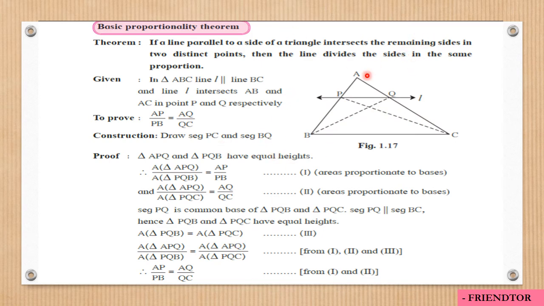So the first part of the proof is we take triangle APQ and triangle PQB and we arrive at the conclusion that they have equal heights because of one common vertex and their bases are collinear. So equal heights means the ratio of their areas is the ratio of their bases, that is AP upon PB. In the next point we consider triangles APQ and PQC. They too have the same height since P is a common vertex and AQ and QC are collinear bases, and hence the ratio of their areas is the ratio of their bases.